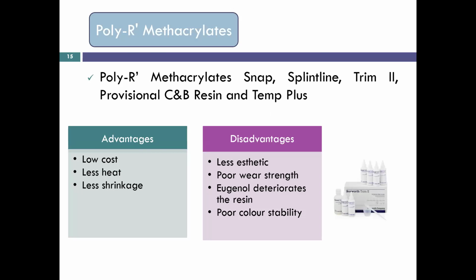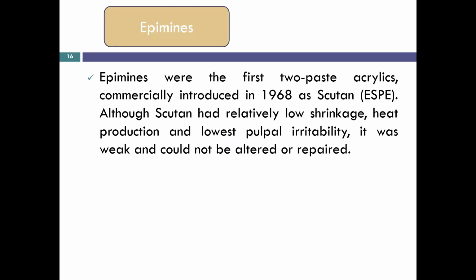Now, next material is methacrylates. These are the brand names. The advantages of this material are low cost, less heat, and less shrinkage. But the disadvantages are it is less aesthetic, has poor wear strength, eugenol deteriorates the resin, and poor color stability. Next material is epimines. Epimines were the first of the two paste acrylics commercially introduced in 1968. Although it had relatively low shrinkage, heat production, and the lowest pulpal irritability, it was weak and could not be altered or repaired.